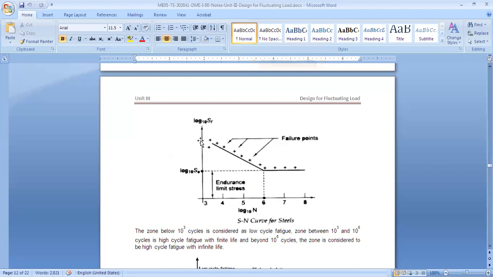Where this graph meets here, that is 0.9 SUT. The 10 raised to 3 is basically 0.9 of SUT, meaning whatever your ultimate strength is, multiplied by 0.9, 90% of that will be your 10 raised to 3.